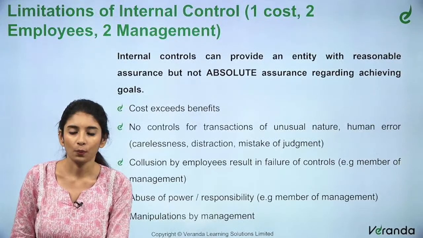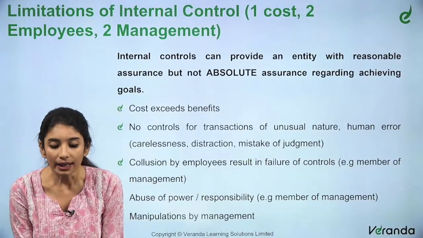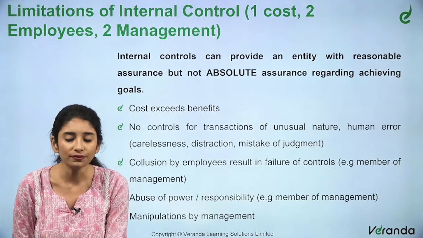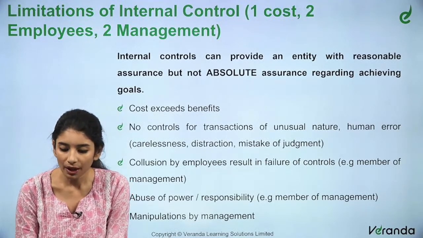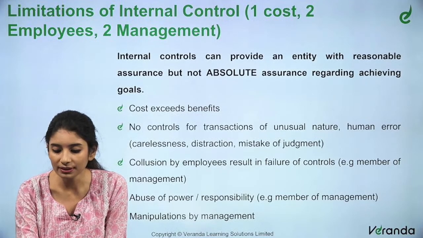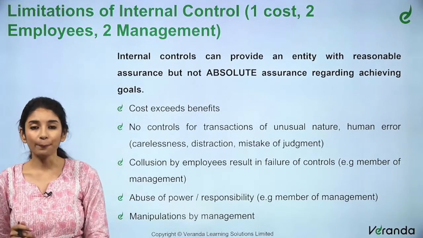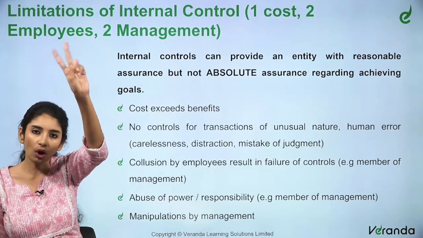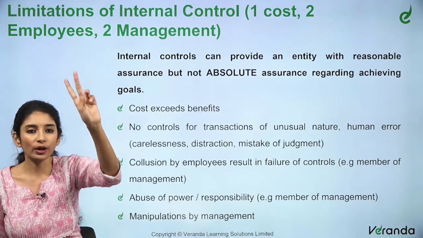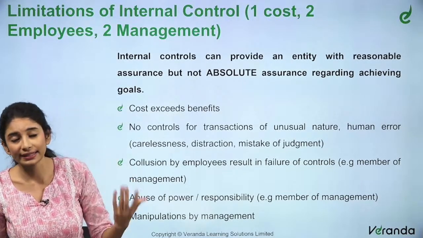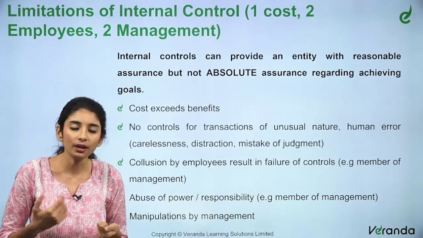Wonderful. Next question here is limitations of internal control. The way you're going to remember is 1 cost, 2 employees and 2 management. One point on cost, two points on employees and two points on management. The point on cost is that the cost exceeds the benefit derived from the control.